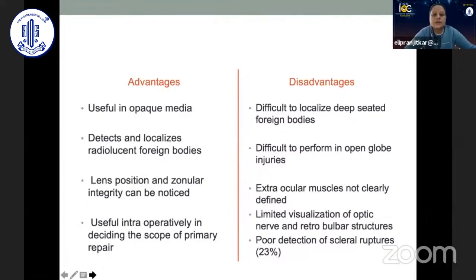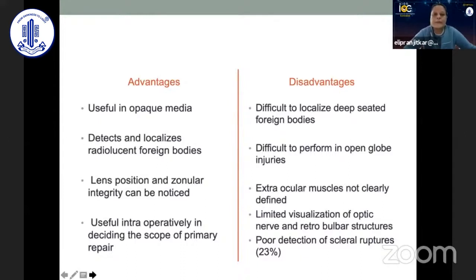Next slide. So advantages and disadvantages of ultrasound: it is useful in opaque media. It detects and localizes radiolucent foreign bodies. It also shows lens position and zonular integrity can be noticed. And it is useful intraoperatively in deciding the scope of primary repair. However, it is difficult to localize deep-seated foreign bodies, difficult to perform in open globe injuries. Extraocular muscles are not clearly defined, and there is limited visualization of optic nerve and retrobulbar structures, and poor detection of scleral tissues.